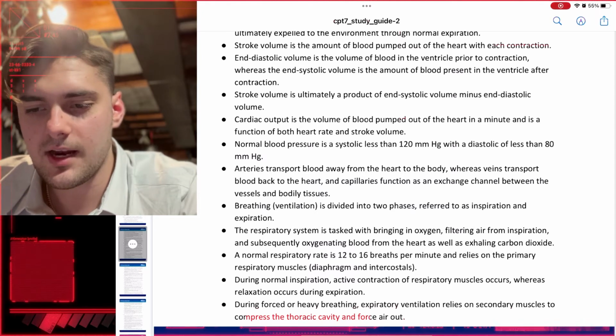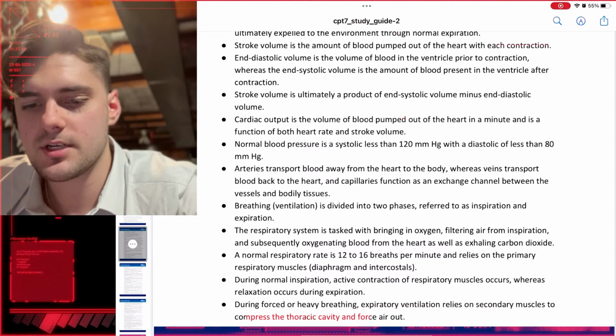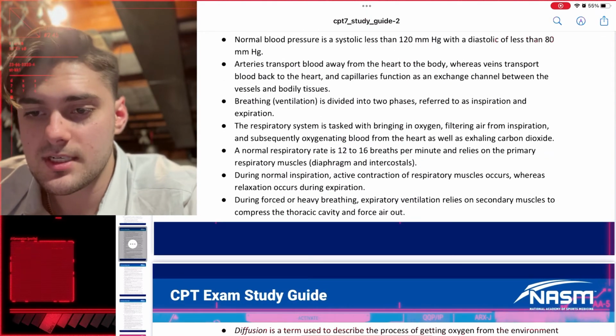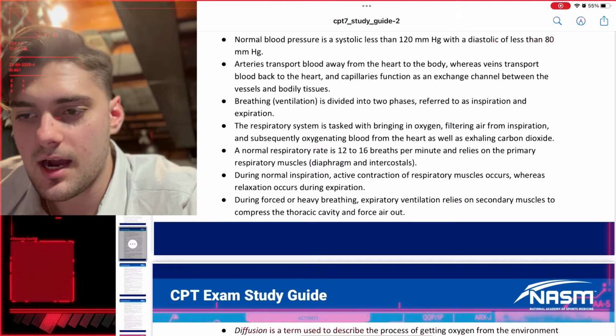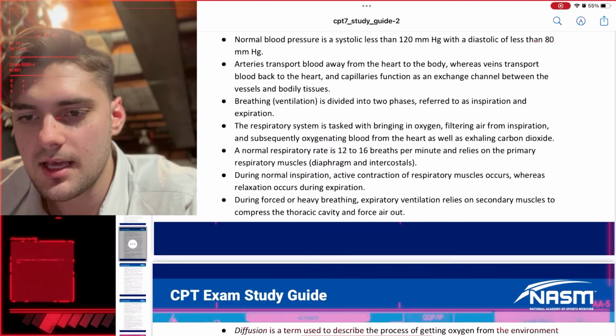Breathing, or ventilation, is divided into two phases, referred to as inspiration and expiration. The respiratory system is tasked with bringing in oxygen, filtering air from inspiration, and subsequently oxygenating blood from the heart, as well as exhaling carbon dioxide.